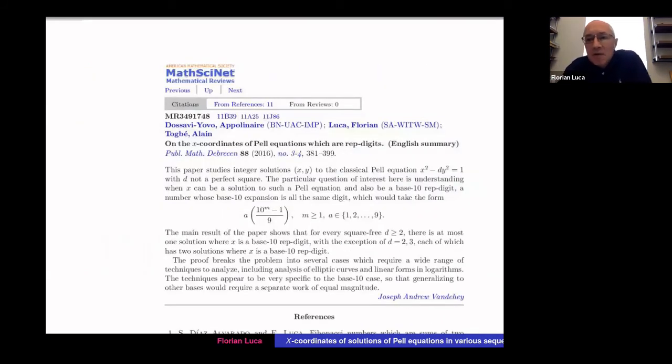Okay, now the last thing that I want to show you, in maybe the last couple of minutes, is this paper. Let's make a full circle and go back to the paper with Apollinaire. And this is the Mathematical Reviews of that paper. The reviewer liked it, but it says the proof breaks the problem into several cases which require a wide range of techniques to analyze, including analysis, elliptic curves, linear forms in logarithms, and they seem to be specific to the base 10 case. So generalizing to other bases would require a separate work of equal magnitude.